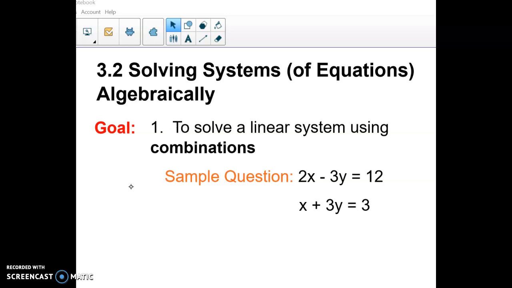All right, 3.2, I think this is part one. We're going to learn a new method for solving a system of equations. We're going to use a method called combination. So our goal is to solve a linear system using combinations.